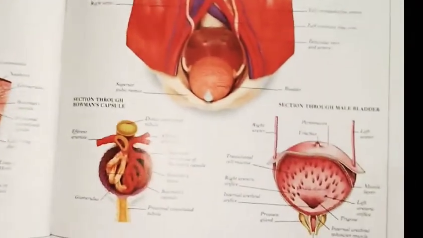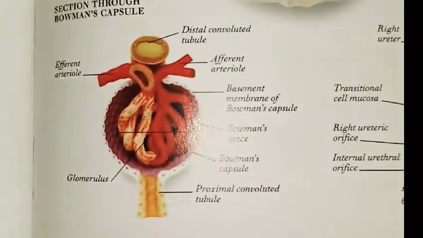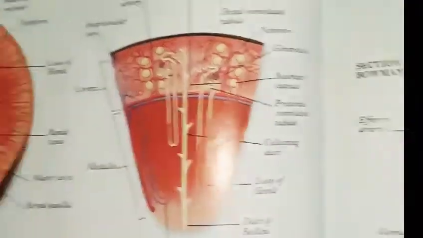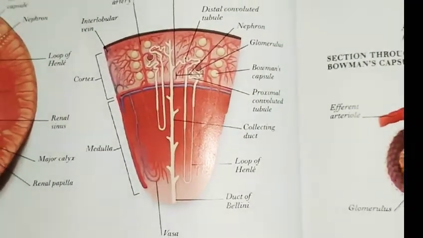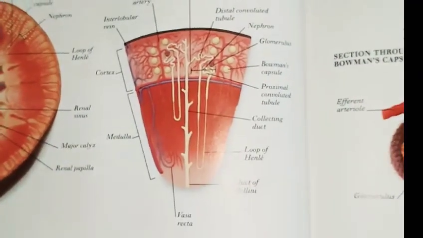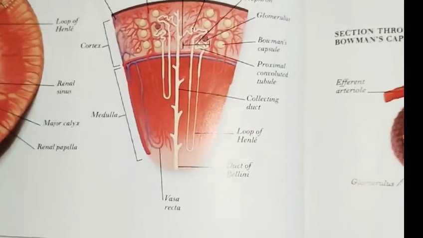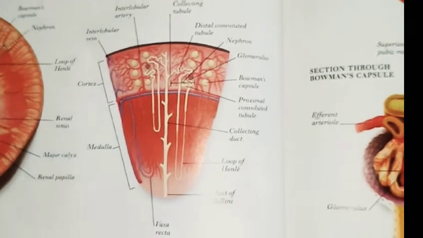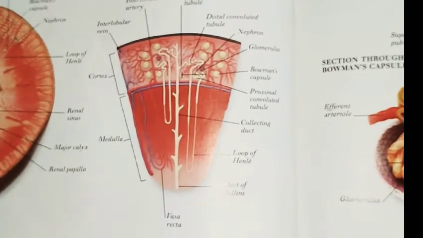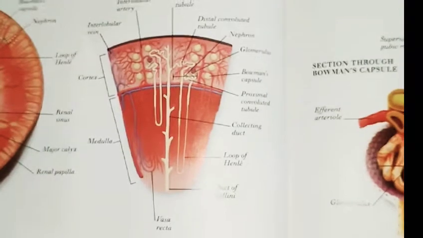Now this is the Bowman's capsule. You can see the very elaborate structure of the Bowman's capsule in section, and here is the structure which clearly defines the nephron, and how the nephrons are situated inside the cortex and medulla regions. The detailed structure has the Bowman's capsule and the renal tubule, which further consists of the proximal convoluted tubule, Henle's loop, distal convoluted tubule, and collecting duct. Now how does this function actually go on?